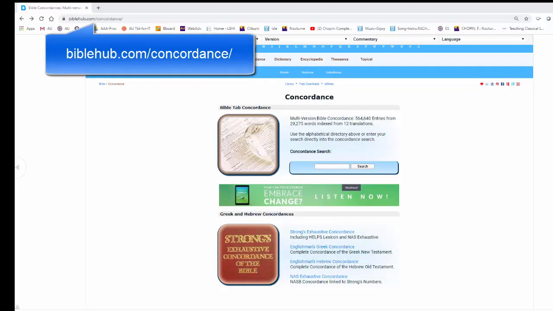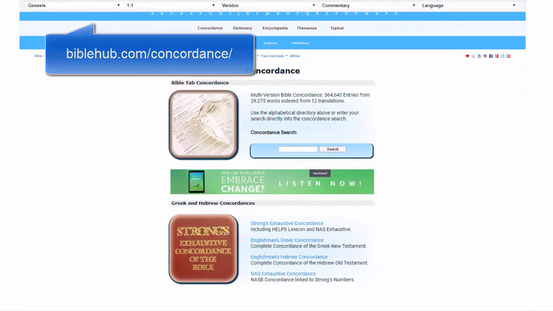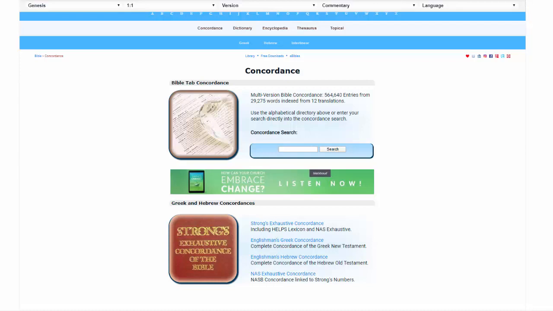That's biblehub.com/concordance. Suppose, for example, that you're reading in Mark chapter 6 and you come across in verse 52 the word heart. The passage reads, "But their heart was hardened."